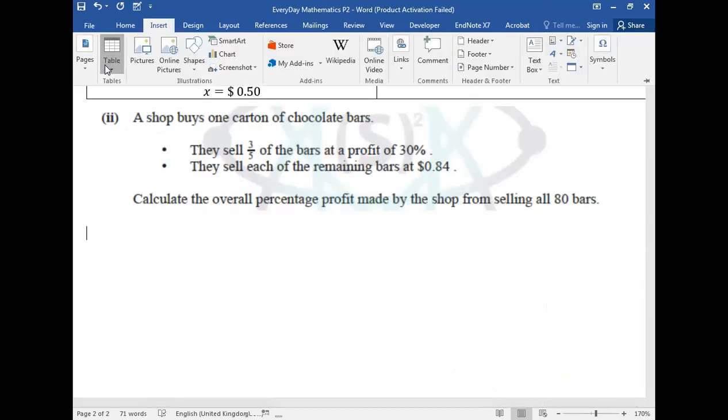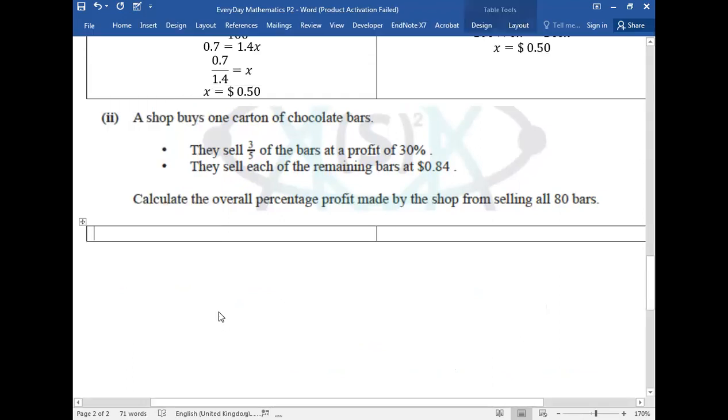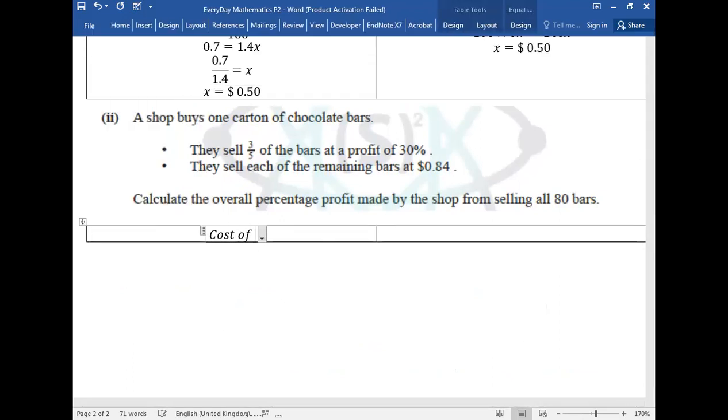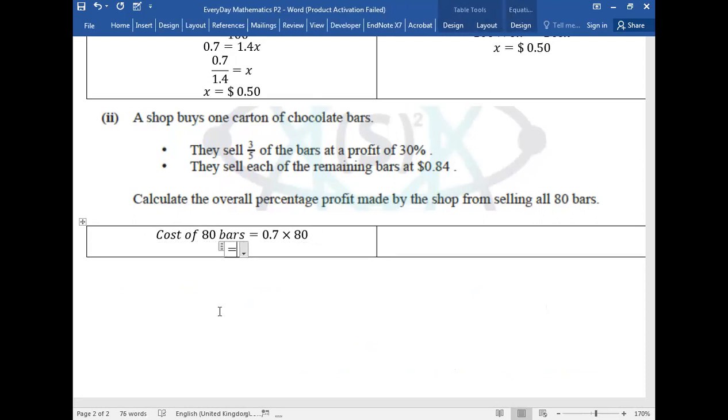Right? What was the cost to the shop? How will we do that? 0.7 will multiply by, very good, but it will multiply by 80. So this is the cost to the shop for all the bars. Is this clear now? And they were sold at different schemes.